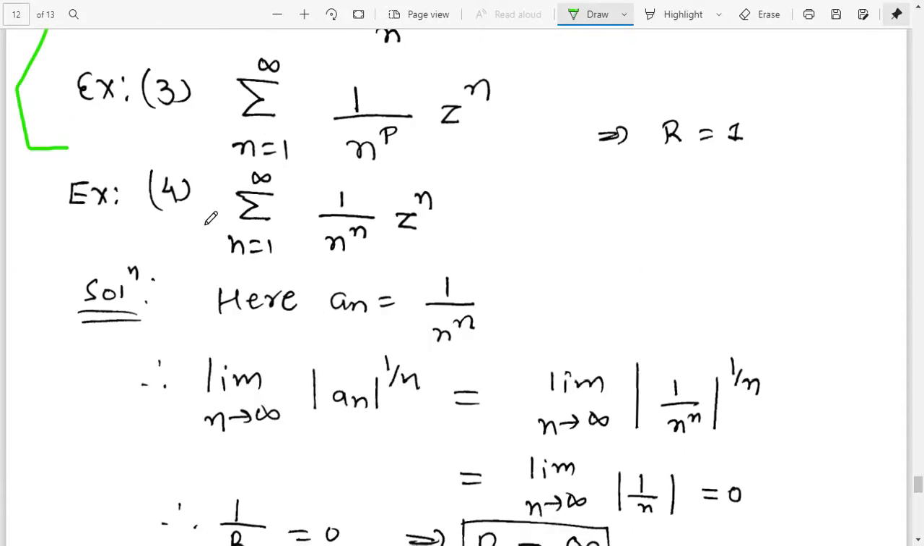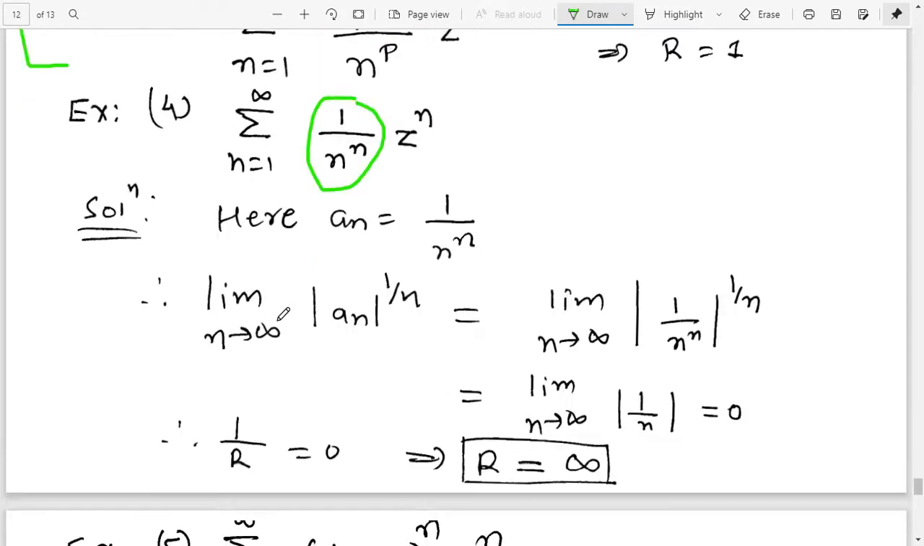And the next, for the next definition, summation n equals 1 to infinity of 1 upon n raised to n into z raised to n. Here a_n is equal to 1 upon n raised to n.